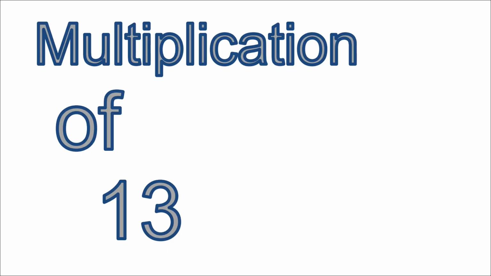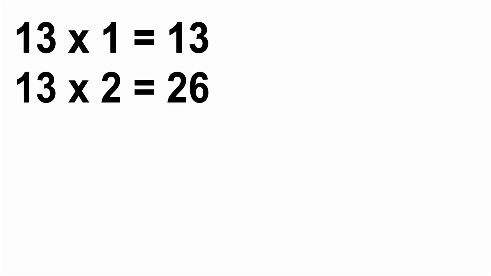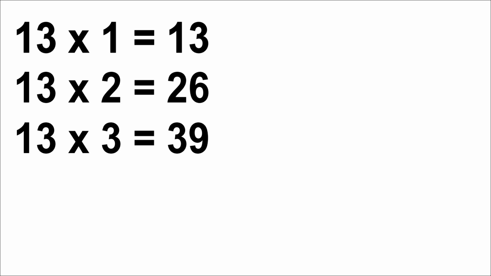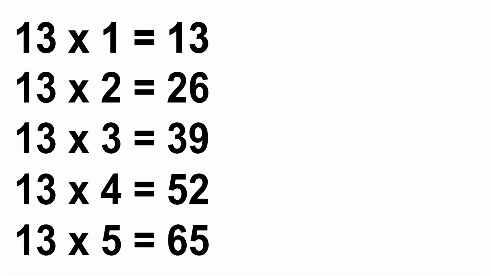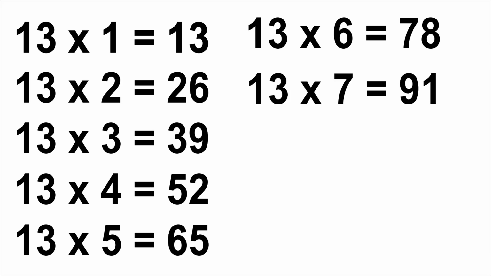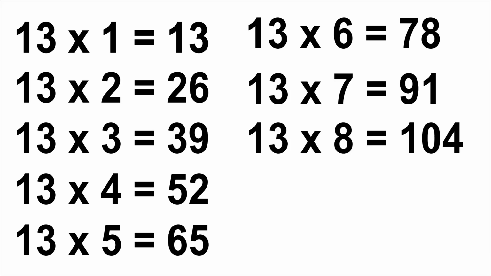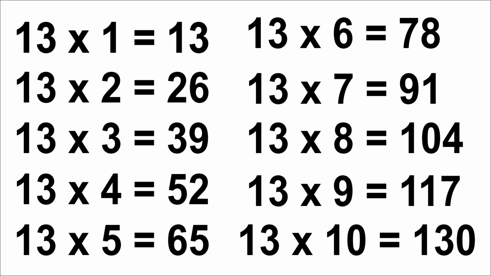Multiplication of 13. 13 times 1 is 13. 13 times 2 is 26. 13 times 3 is 39. 13 times 4 is 52. 13 times 5 is 65. 13 times 6 is 78. 13 times 7 is 91. 13 times 8 is 104. 13 times 9 is 117. 13 times 10 is 130.